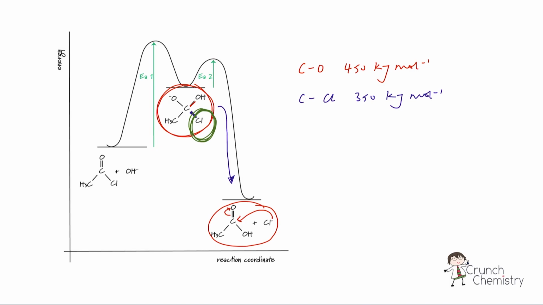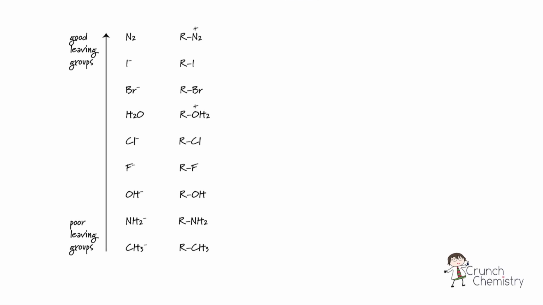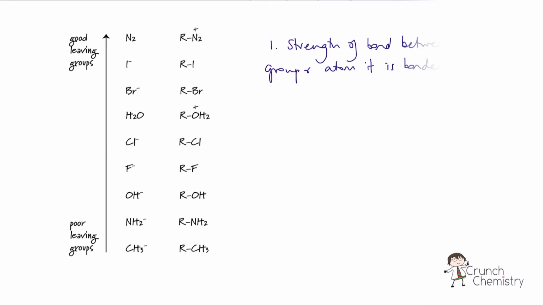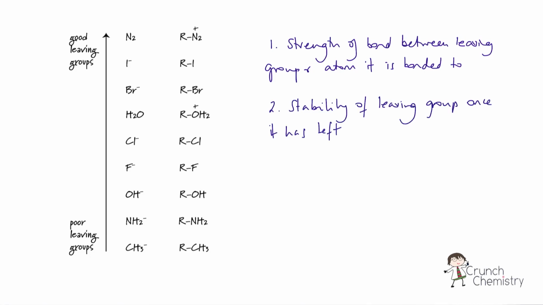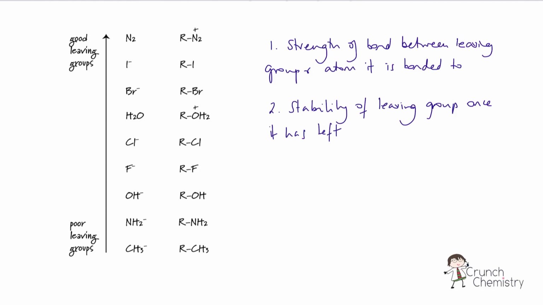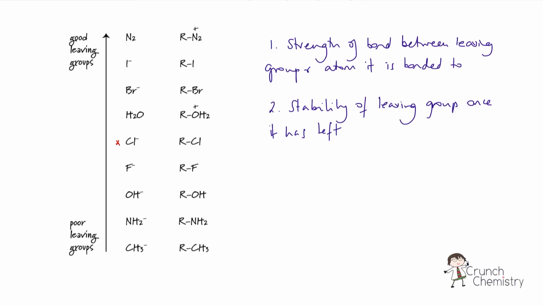So let's look at that in a little bit more detail. What makes a good leaving group? Well, there are two key factors. One, the strength of the bond between the leaving group and the atom it's bonded to. And two, the stability of the leaving group once it's left. We've just seen the first factor at play. Chloride ions make better leaving groups than hydroxide ions because this carbon-chlorine bond is weaker than a carbon-oxygen bond. So given the choice, the weaker bond is going to break.